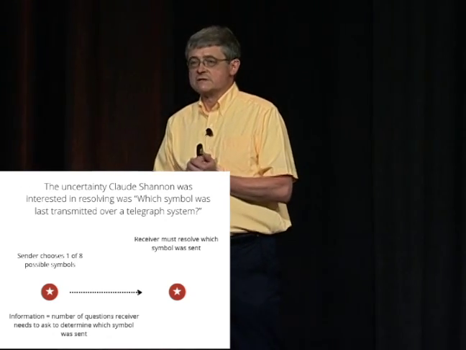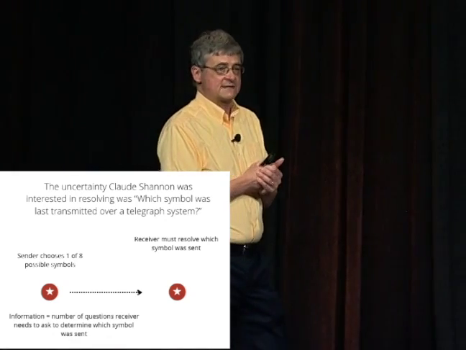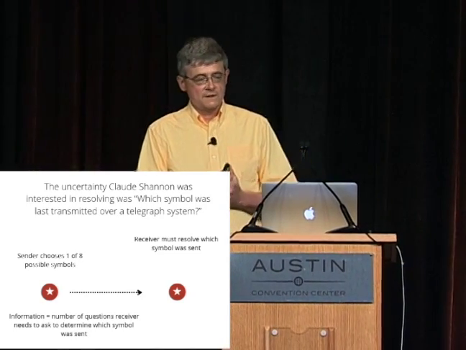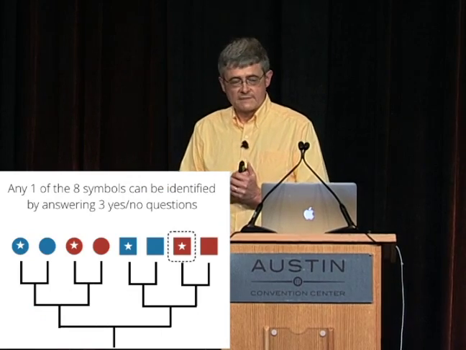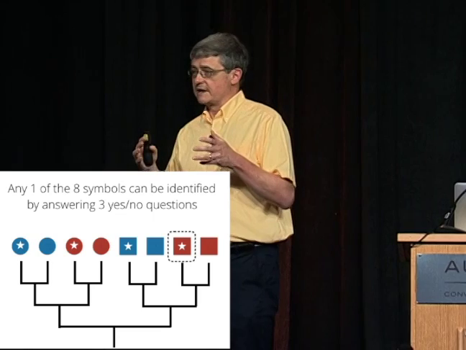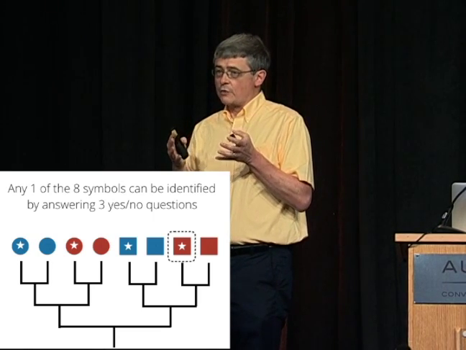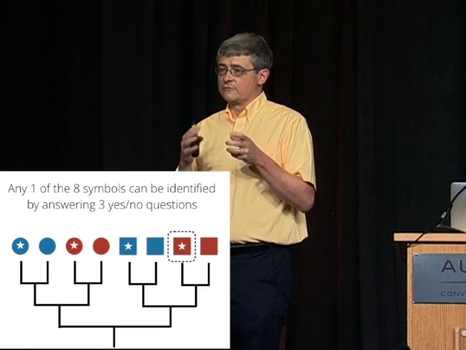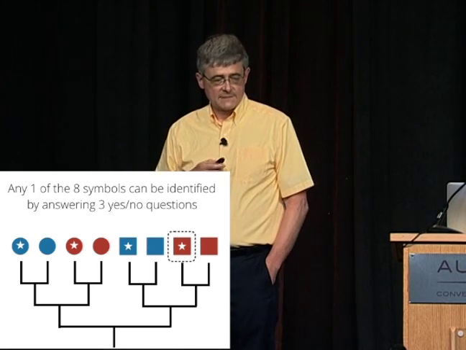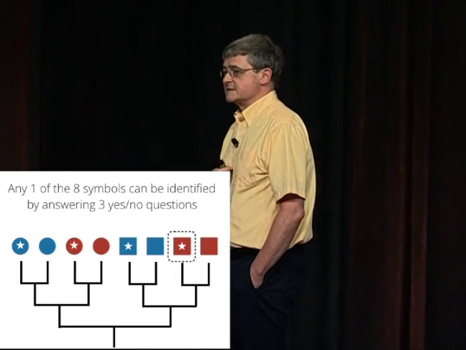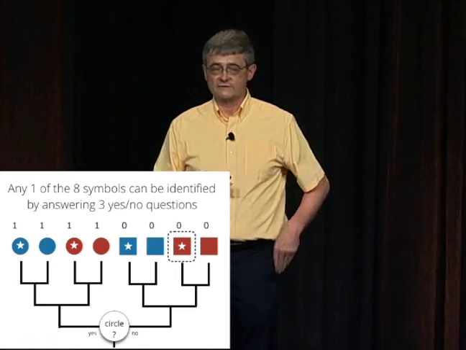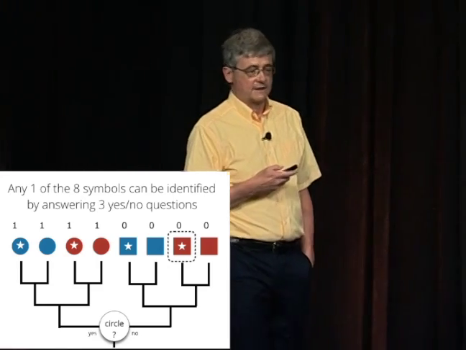Shannon defined information as the number of questions the receiver has to ask in order to figure out which symbol was sent. So any one of these 8 symbols can be identified by answering 3 yes or no questions. And the sender can actually encode the answers to these questions in the form of binary digits that are sent across the wire. So for example, if the first question is is it a circle or not, then the sender puts in a 1 if it's yes, and if it's no, the sender puts in a 0 in the coding.